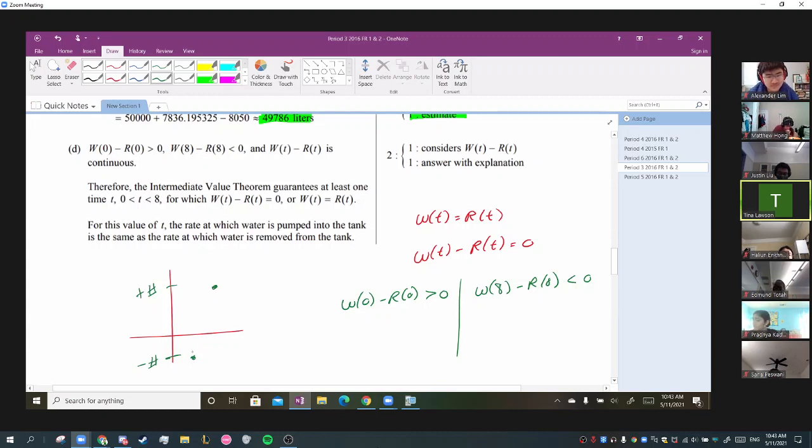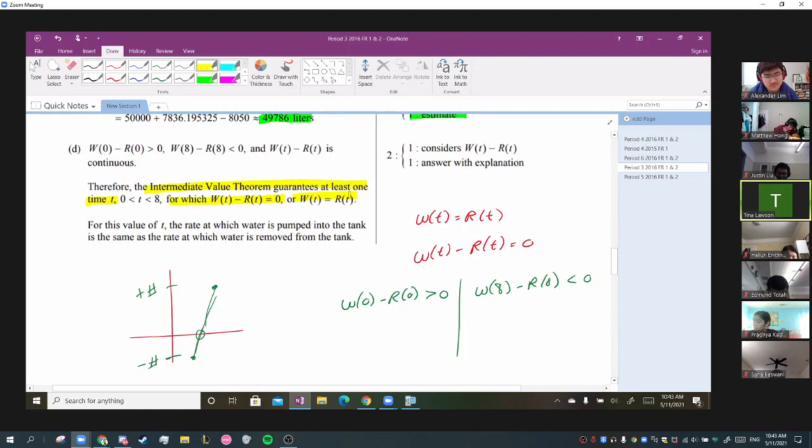differentiable, right? If something's differentiable, you know it's continuous. It has to be. Because differentiable means you could take the derivative at any location, which means it has to be continuous. So that means in order to pass over to get to the other one, you have to then have hit a 0. So see how they said this? Therefore, the intermediate value theorem guarantees at least one time for which that is equal to 0, right? Which we got from that statement.